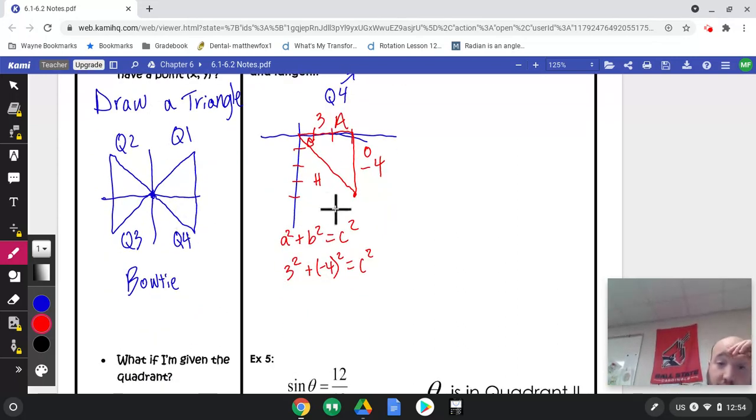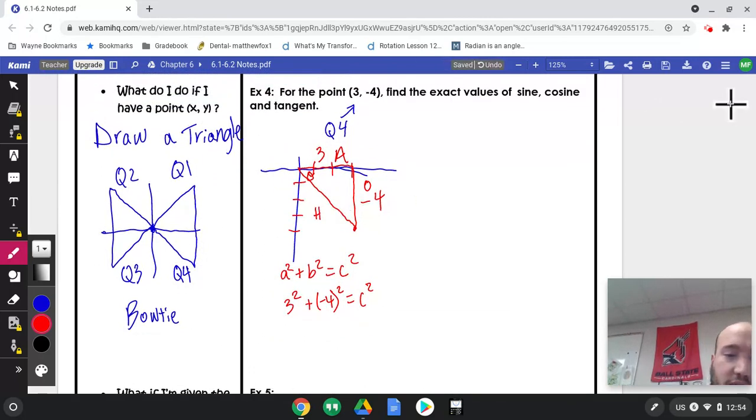Now at this point, we know that 3 squared is 9. -4 squared is 16. Becomes positive, right? So we get 25 equals c squared. And from here, take the square root of both of those, and we get c to be 5. Remember, the hypotenuse is always going to be a positive distance.